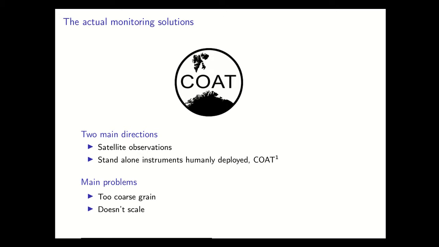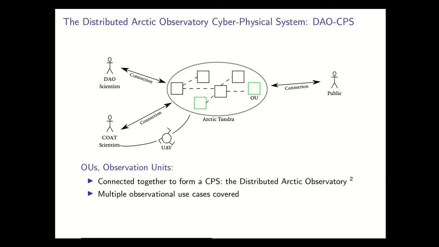The main problem of the first one is that it is too coarse-grained. You don't know, for example, what is happening underneath the snow with the satellite observations. And the second one is that for the standalone instruments, it doesn't scale. So we at the Distributed Arctic Observatory, we propose to have a distributed system of observation units, as we call them, to have a wider range of observations that could be done, but with more connection and more communication than what is actually done right now by Kuwait ecologists.